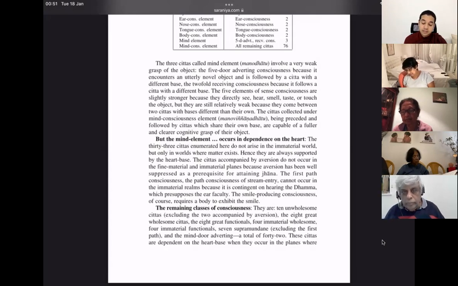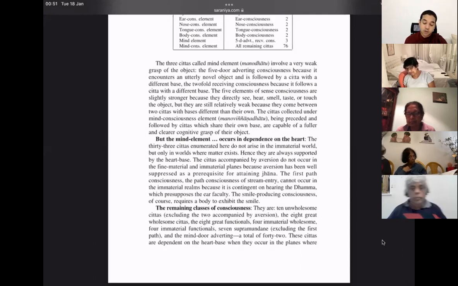The 5 elements of the sense consciousness are slightly stronger because they directly see, hear, smell, taste, or touch the object. But they are still relatively weak because they come between 2 chittas with bases different than their own. The chittas collected under mind consciousness element, mano vijnana dhatu, being preceded and followed by chittas which share their own base, are capable of a fuller and clearer cognitive grasp of their object.